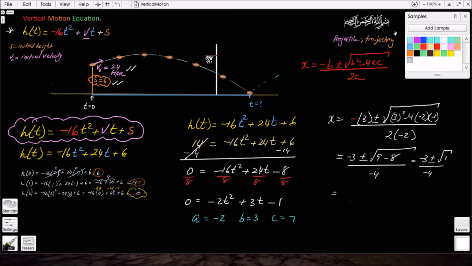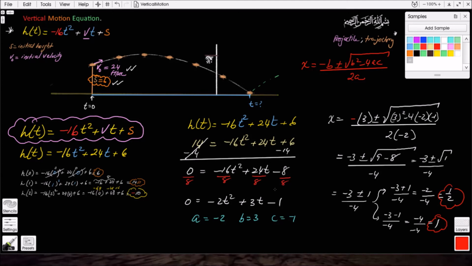So that is negative 3 plus or minus square root of 1, which is 1, over negative 4. Now you can divide this into 2: negative 3 plus 1 over negative 4, and negative 3 minus 1 over negative 4. That's negative 2 over negative 4, which is 1/2, and negative 4 over negative 4, which is 1. So we get 2 answers, half and 1.